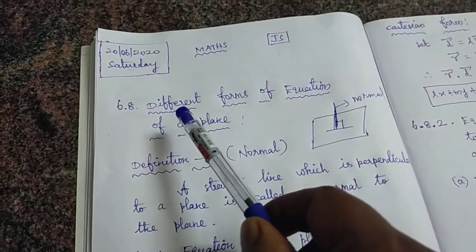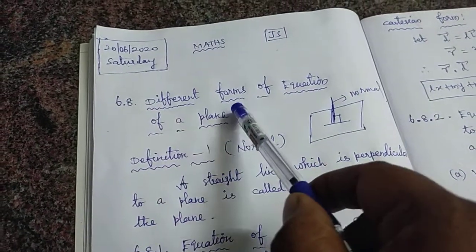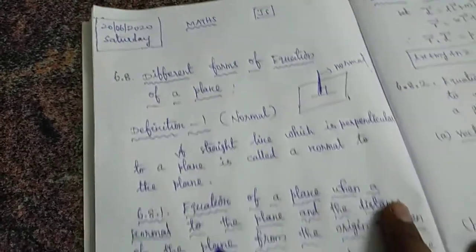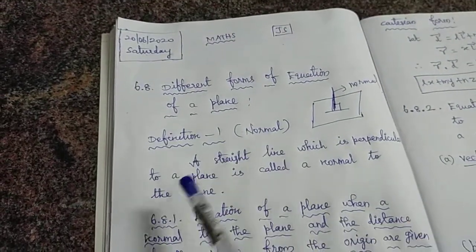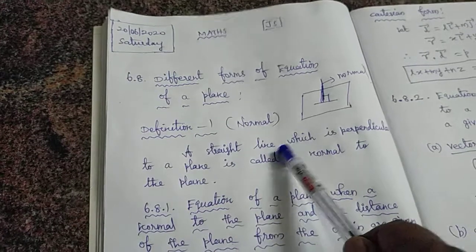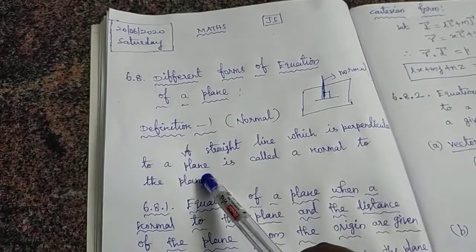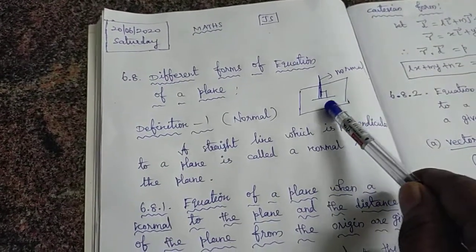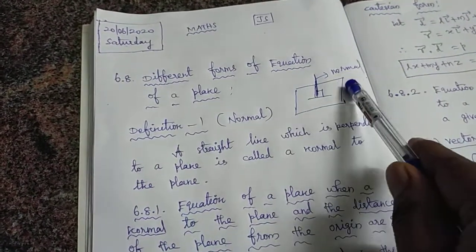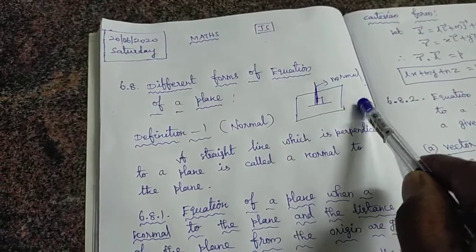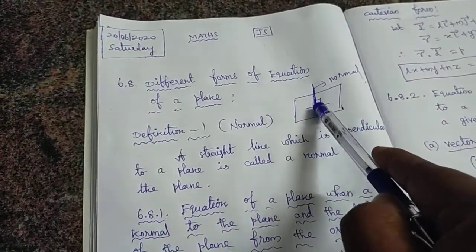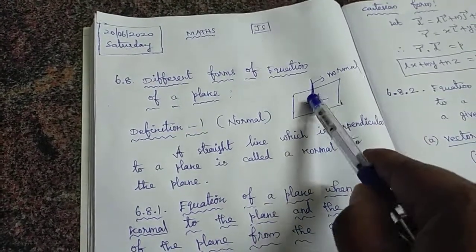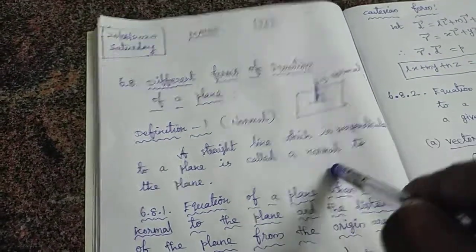Today we are going to learn different forms of equation of a plane. First, we see the definition of normal. A straight line which is perpendicular to a plane is called a normal to the plane. This is a plane. This box is called a plane. When you draw the straight line which is perpendicular to the plane, that line is called normal to the plane.